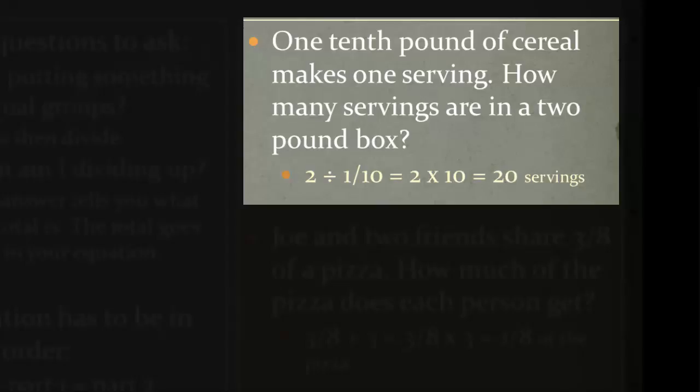Well, the question is what am I dividing up? Are you dividing up the 1/10 pound servings, or are you dividing up the 2-pound box? Well, as you think about that, hopefully you can tell that you would be dividing up the whole box, the whole 2-pound box, so that becomes your total. So that means that has to come first in my equation. So you can see here I've written 2 first, and then I'm going to divide that by my part, which is 1/10 serving. So 2 divided by 1/10 is the same thing as 2 times 10, which equals 20. In other words, there would be 20 servings of cereal in a 2-pound box.